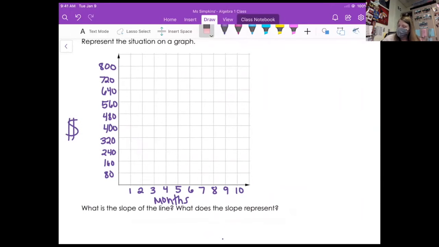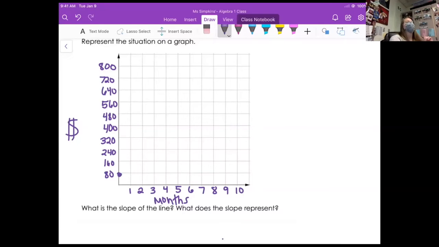Okay, so for us to be able to draw a line, we've got to make some points. Before I even get my cell phone, how much money am I paying? $80. Before I even use the phone one time, I have to pay $80. So my line is not going to start at 0. My line is going to start at 0, 80, because that is my initial fee for the cell phone.